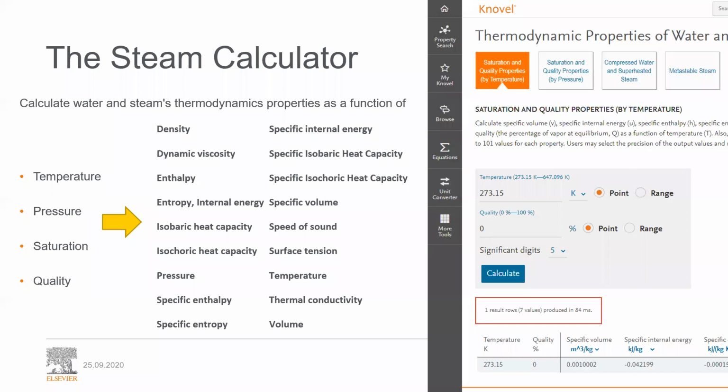But to be more specific, what can the calculator provide you? By inputting a selection of these 4 properties: temperature, pressure, saturation, and quality, you can find any of these thermodynamic properties, ranging from density to dynamic viscosity, of course enthalpy and entropy, but also the heat capacities, finding pressure as a function of temperature and vice versa, specific enthalpy and entropy, isobaric heat capacity, isochoric heat capacity, thermal conductivity, et cetera, et cetera. So just about everything you need to know.